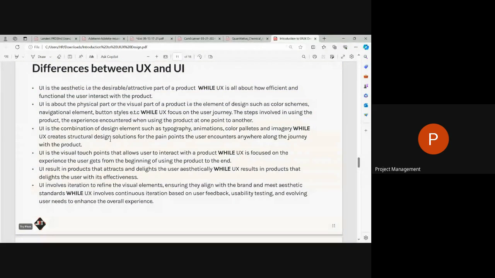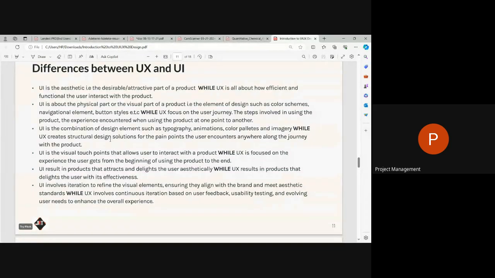That's the first part. The second one is that UI is about the physical part of a product. Like I said, UI is the hardware of design, while UX just focuses on the user journey. That is the user journey from the beginning of the product to the end of the product. The beginning of maybe a user trying to make an action, to the end. So that is what UX focuses on, whatever the user encounters while using the product.